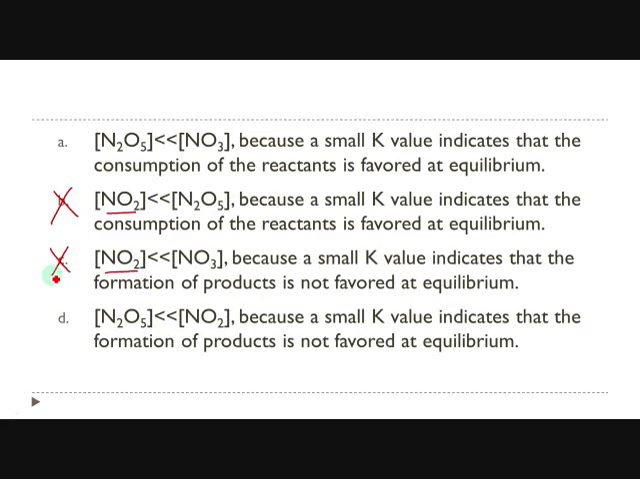Then A versus D: they both have the product, the dinitrogen pentoxide, less than a reactant. But then we have to figure out which is better. So A says because a small K value indicates that the consumption of the reactants is favored at equilibrium. And D says because it indicates that the formation of products is not favored at equilibrium.